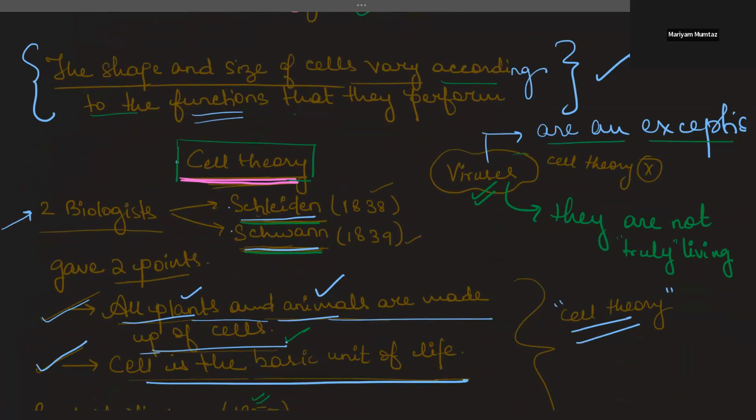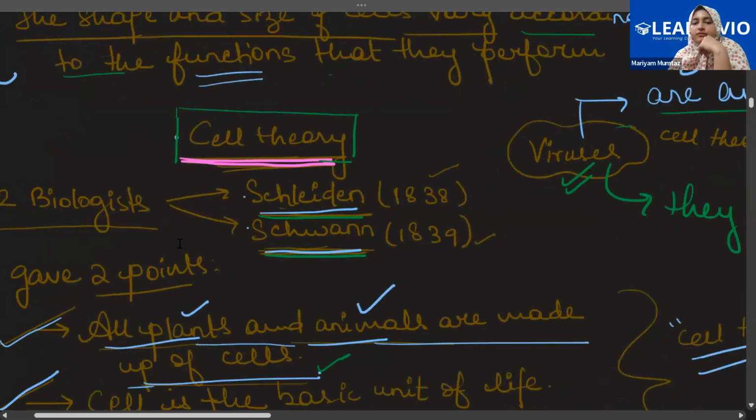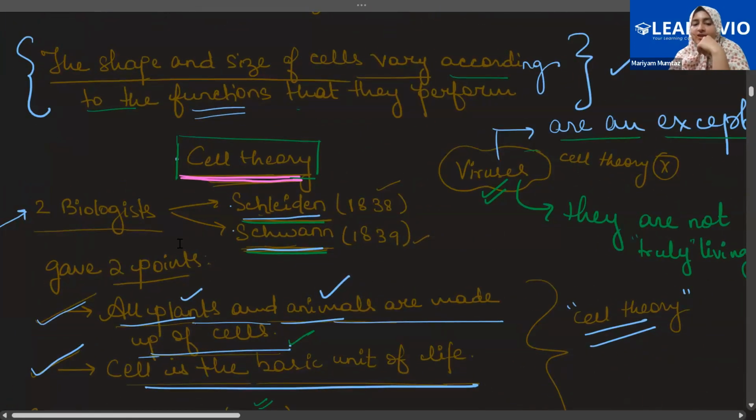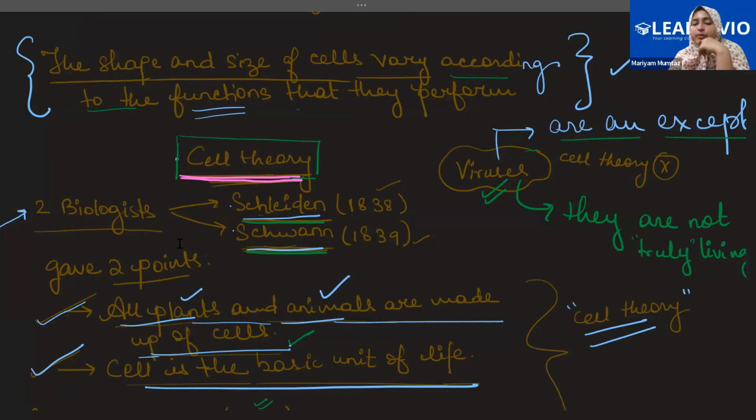Okay. Now let's talk about this particular thing which is known as cell theory. During the time that cells were being discovered, two biologists came. The first one was Schleiden in the year 1838, and then there was Schwann in the year 1839. They started to study the cell and tell us about how it functions. So they gave two points.